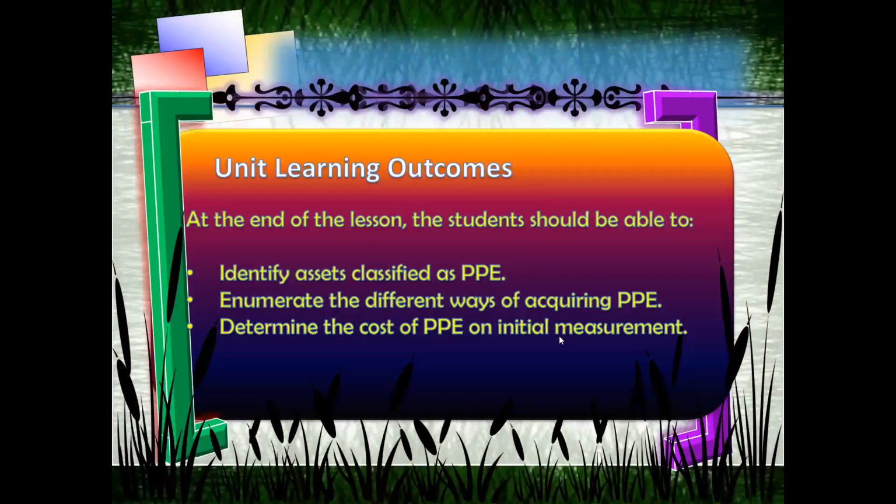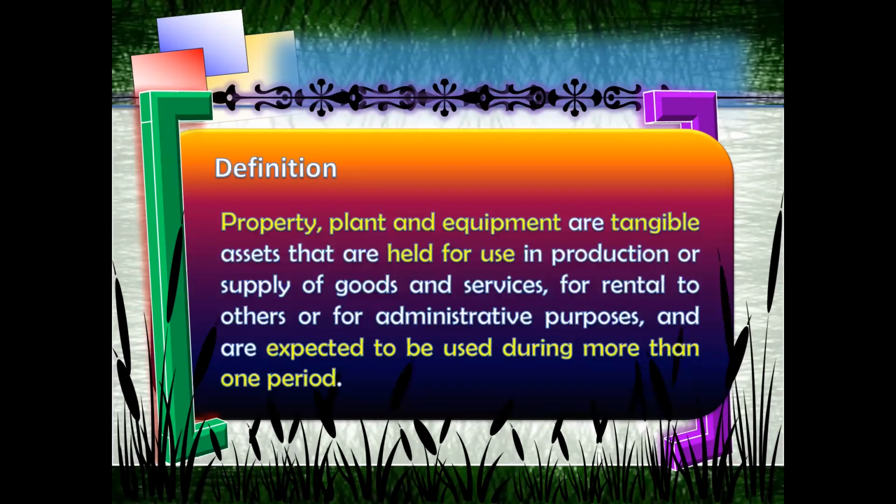At the end of this lesson, the student should be able to identify the assets classified as PPE, enumerate the different ways of acquiring PPE, and most importantly, determine the cost of PPE on initial measurement. So first, let's have the definition. Now, what is this property, plant, and equipment?